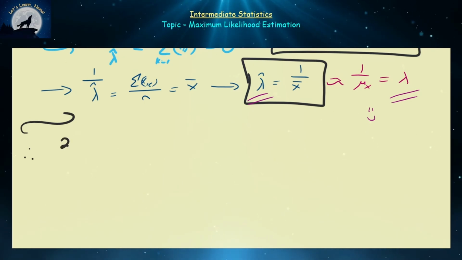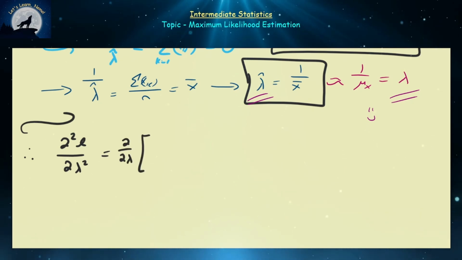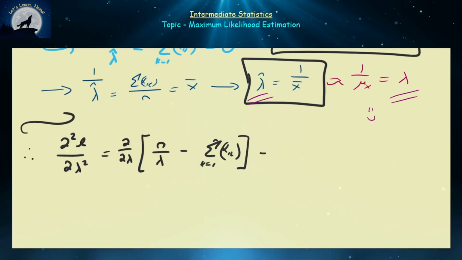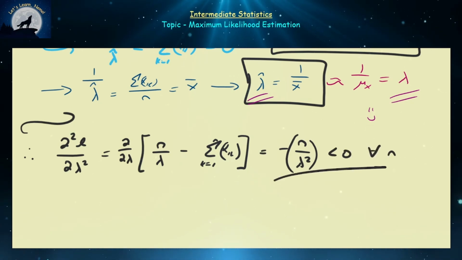So if we take the second derivative of our log likelihood function with respect to lambda, so we're going to have partial squared L partial lambda squared, that's going to be equal to the partial derivative with respect to lambda of n over lambda minus the sum from k equal to 1 to n of xk, and that's going to be equal to minus n over lambda squared. Keep in mind n is positive, lambda squared is always positive, and non-zero. So this is always going to be less than 0 for all n.